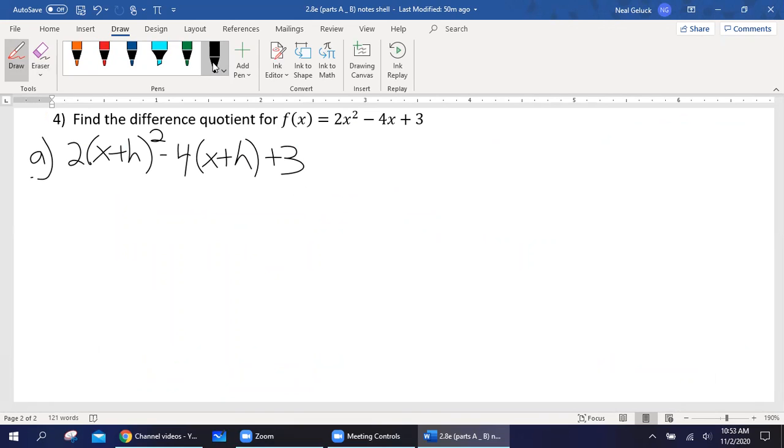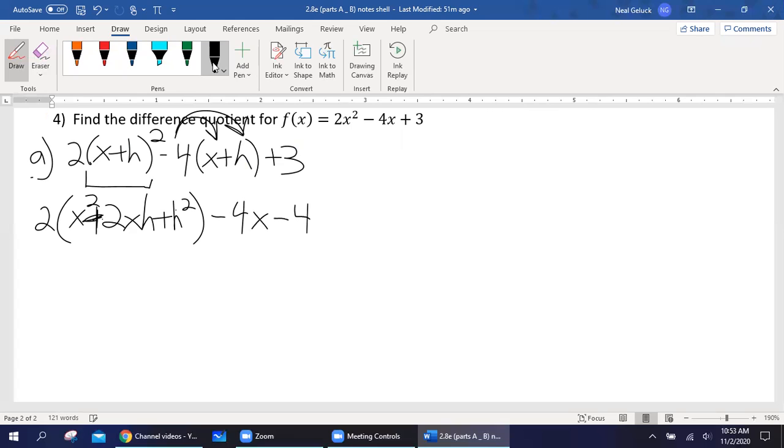Well, on the previous problem, I did x plus h squared. So I know that that is going to be x squared plus 2xh plus h squared. Now notice this time it has a 2 out in front of it, so I can't forget about that. I have minus 4 times x plus h. So I have to distribute the negative 4. That's going to be minus 4x minus 4h. And then I still have a plus 3.